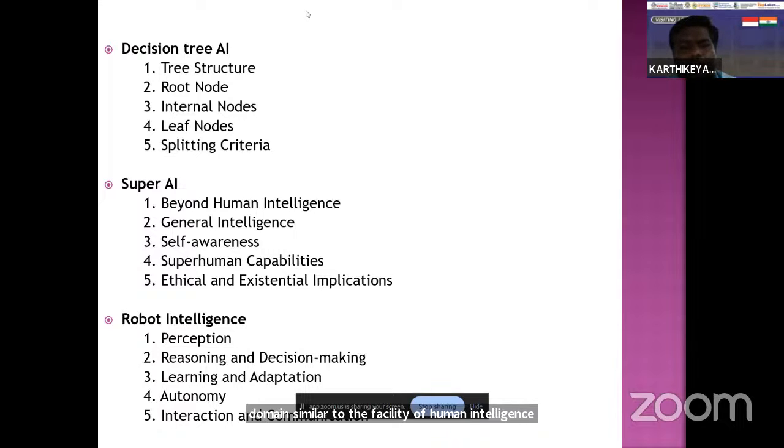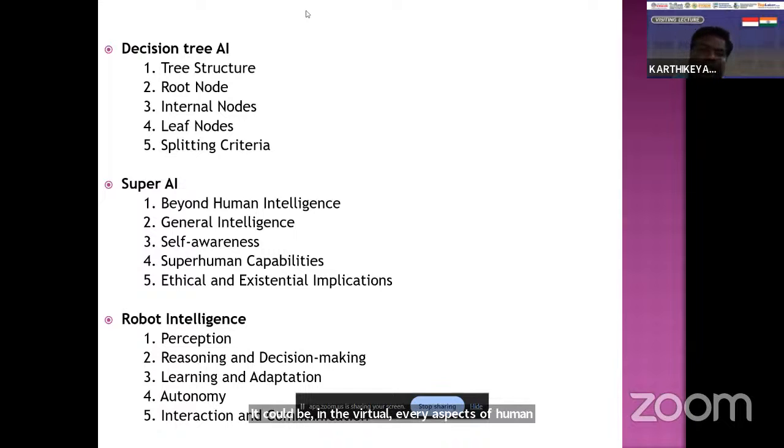Super AI's self awareness is nothing but allowing it to introspect, to reflect on its own existence, and possibly even experience subjective states. Super AI's superhuman capabilities are nothing but a technological innovation in decision making and problem solving. It could be revolutionizing virtually every aspect of human society and civilization.